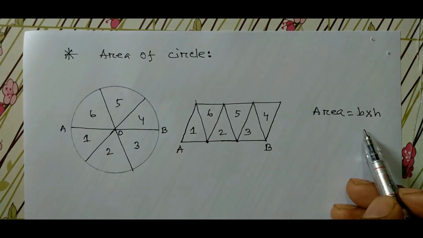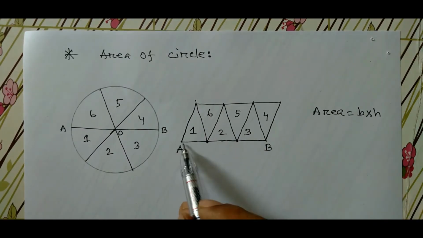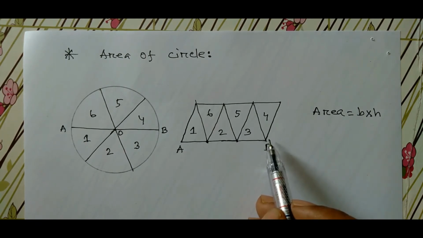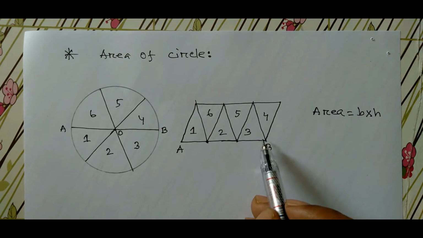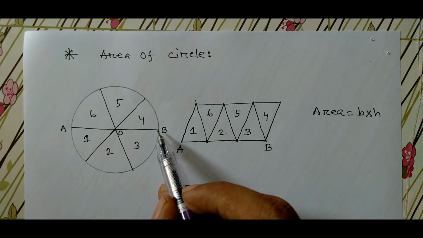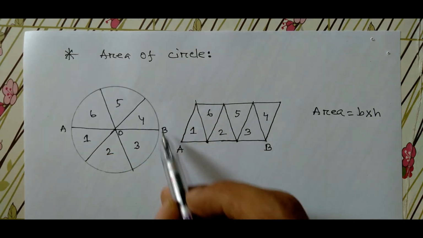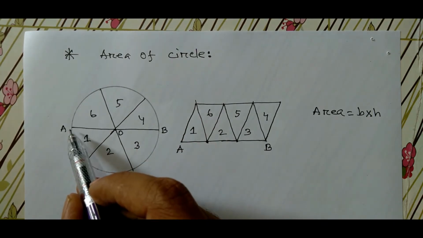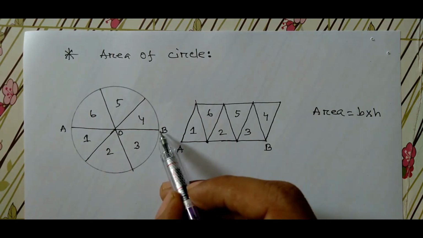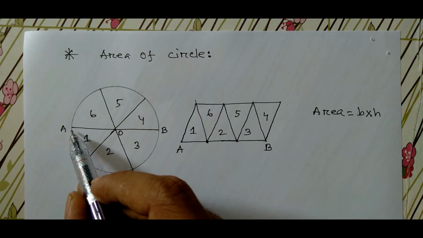What is the base here? We can say this AB portion is the base of the parallelogram. This AB part is how much of the circle? This AB part is basically half of the circumference. What is circumference? The circumference is the total distance around the circle. So this AB part will be half of the total distance, or half of the circumference.